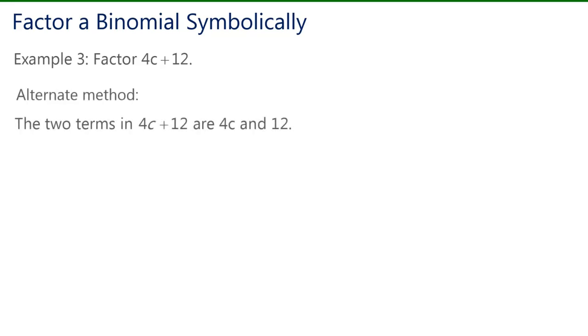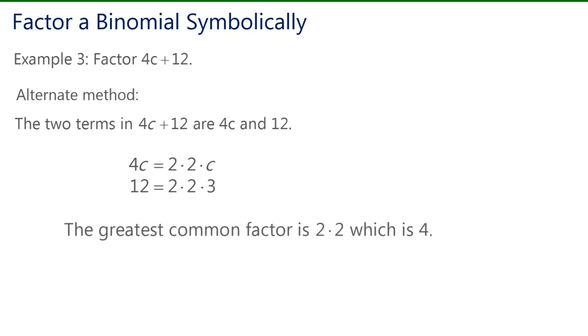Here's an alternate method for factoring 4c plus 12. The two terms in 4c plus 12 are 4c and 12. 4c can be factored as 2 times 2 times c. 12 can be factored as 2 times 2 times 3. The greatest common factor is 2 times 2, which is 4. So now 4c plus 12 equals 4, the common factor, times, inside the brackets, c plus 3. So 4c plus 12 can be factored as 4 outside of c plus 3.